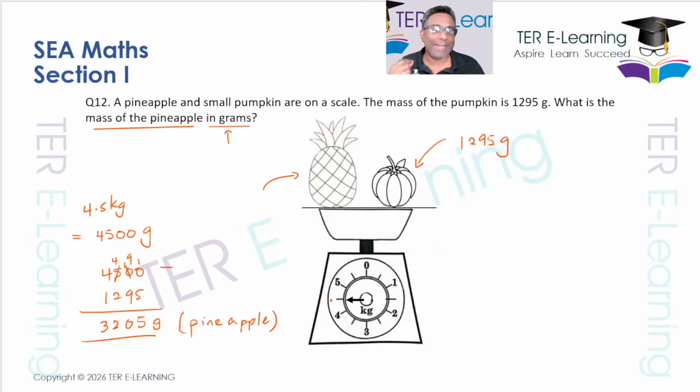Now again, these section 1 question types are questions we should try to get correct. We should try to get them correct, all right?